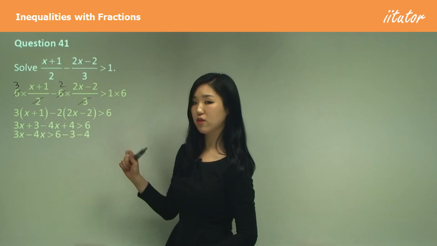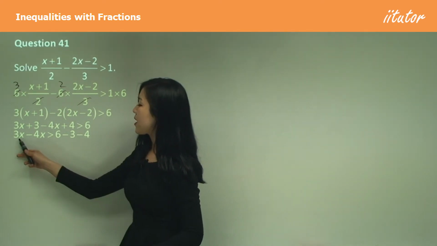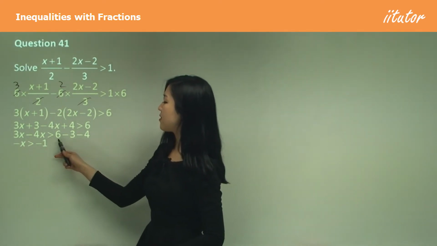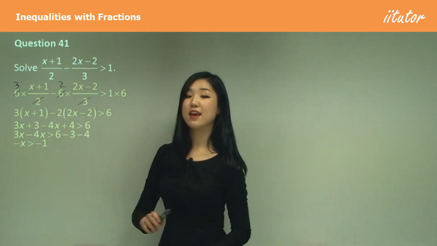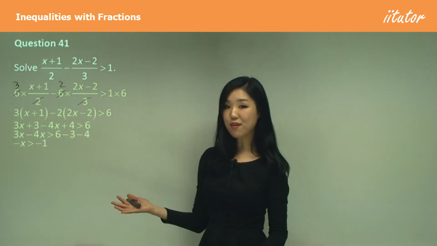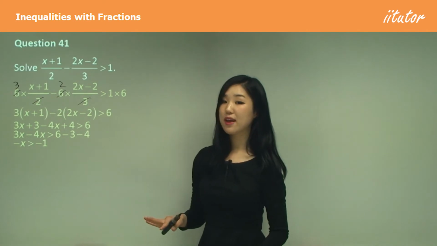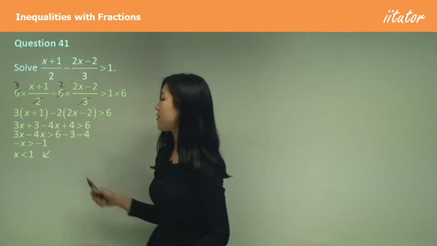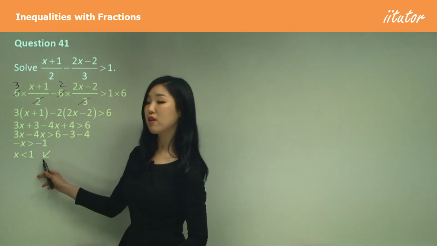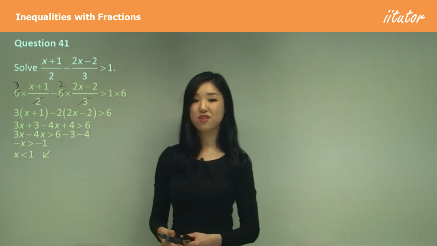Don't forget your switching of the signs. And 3x minus 4x is negative x. 6 minus 3 minus 4 is negative 1. How do we get rid of the negatives? Multiply both sides by negative 1 and remember to reverse the sign. So now it's all positive with the sign switched over the other direction.